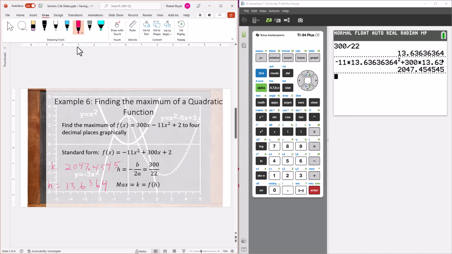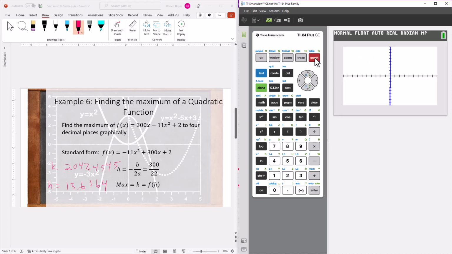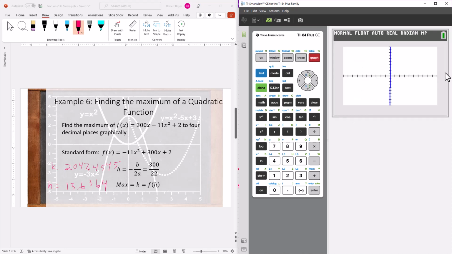Now, how would you do that graphically? So remember, this is the x coordinate, this is the y coordinate. Well, what you could do is come over here and actually punch that equation in, which is what we have here, and then hit graph. And notice you can't see anything. All you see is this big vertical line, and that is because the window ranges from negative 10 to 10 in the x direction, and from negative 10 to 10 in the y direction. And the max occurs at 13. So the max occurs somewhere over here. We don't know where it is. So we need to figure out where that is.